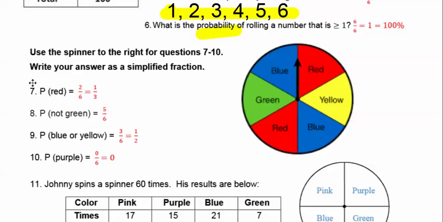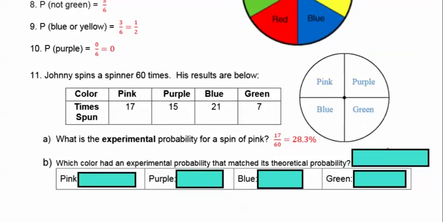Here are your answers for 7 through 10. On 10, it was the probability of landing on purple. Guys, there's no purple here. Another important thing is simplify your fractions. 2/6 is not simplified. 3/6 is not simplified. So your answer would be the 1/3 and 1/2. All right, very, very important.